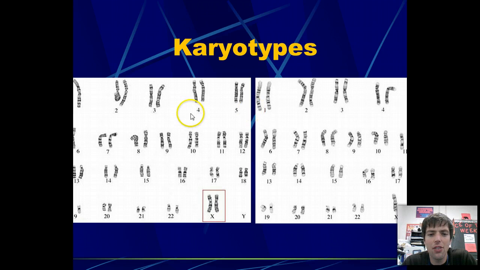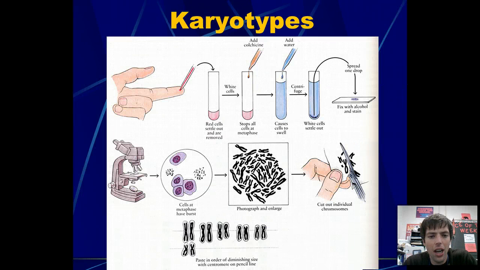Next, we're going to learn about karyotypes. Karyotypes are the official name for these pictures I've been showing you here in the video. In order to make a karyotype, you have to do the following. First, you take the blood out of someone's finger, put in a test tube, add a chemical that freezes the cell, add some water to make your cell swell up and pop.